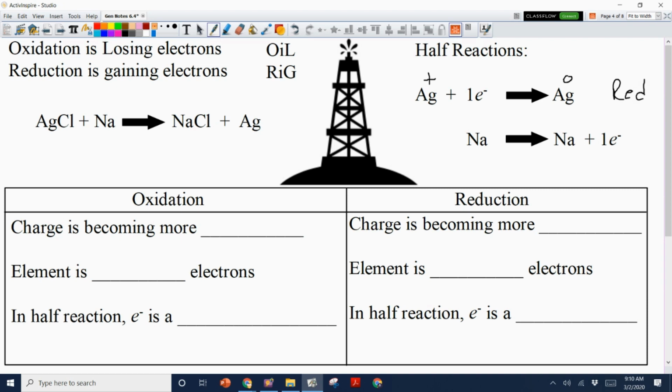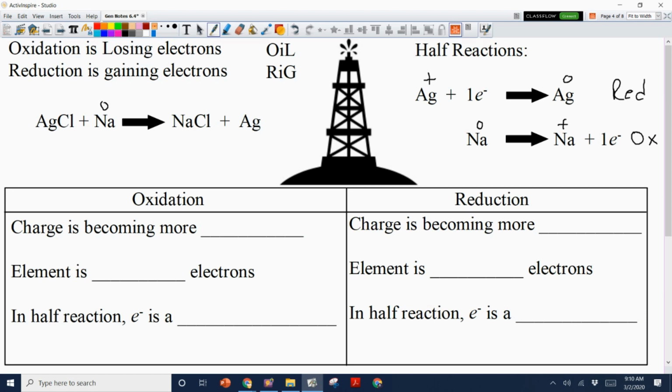All right, now the sodium started off as a 0. Remember, a 0 on this side? And it went to a +1. And the only way that sodium can go from a 0 to a +1 is by losing an electron, because it's on the product side here, so it lost that electron. So oxidation is losing electrons. So the sodium was oxidized and the silver was reduced.